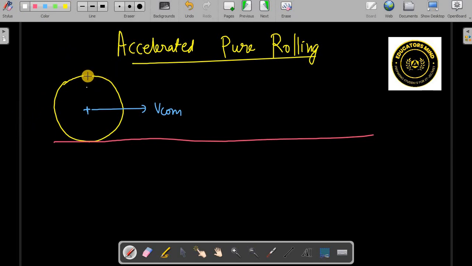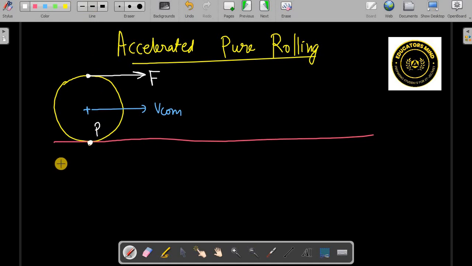Let me consider that there is a force applied at the top. I am just taking a case here to make things clear, because things may change according to the given question. This is an applied force, and the body is undergoing accelerated pure rolling. The condition for accelerated pure rolling, you can understand, is with the point of contact P.